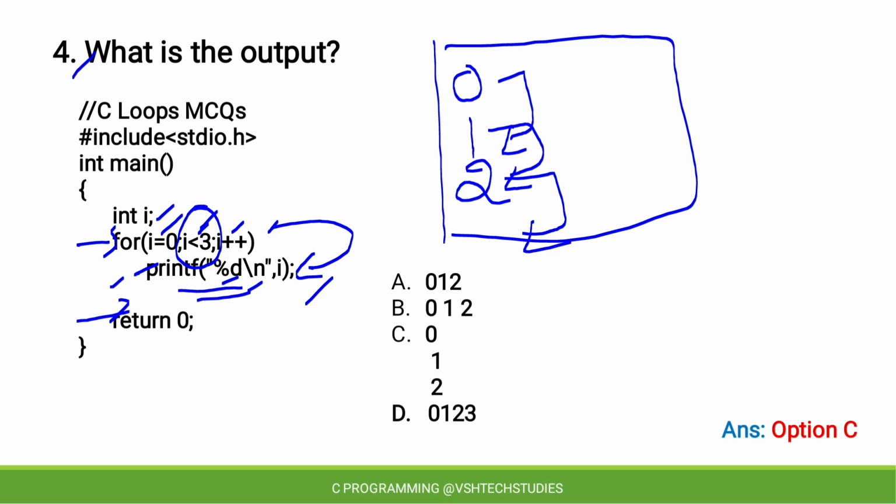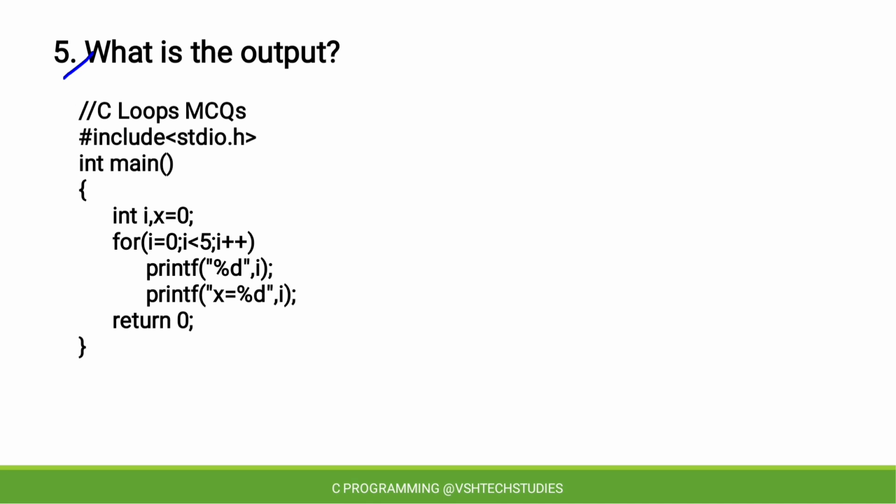Okay. So next, question number 5. Two variables are declared here. So you'll have to visualize two memory locations, I and x. X is initialized with 0. Next we have here for loop. I is initialized to 0. Is 0 less than 5? Yes, it is true. Then loop body must be executed.